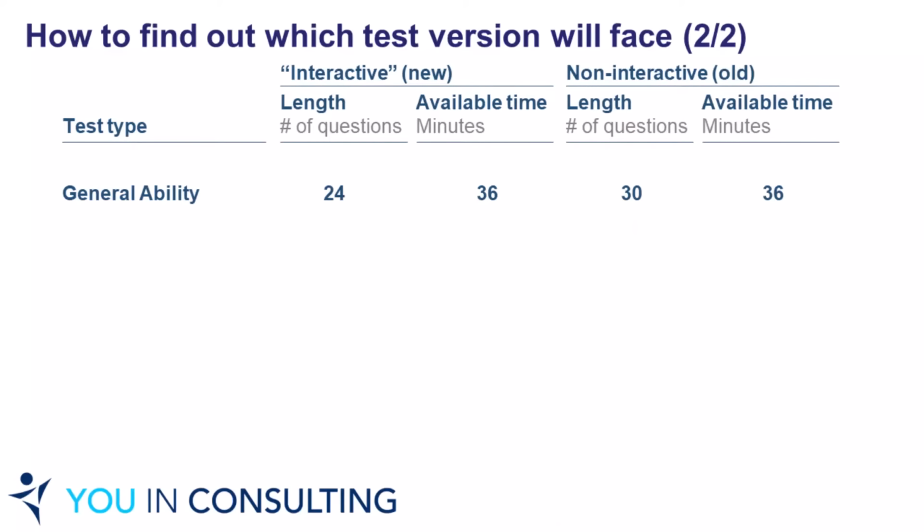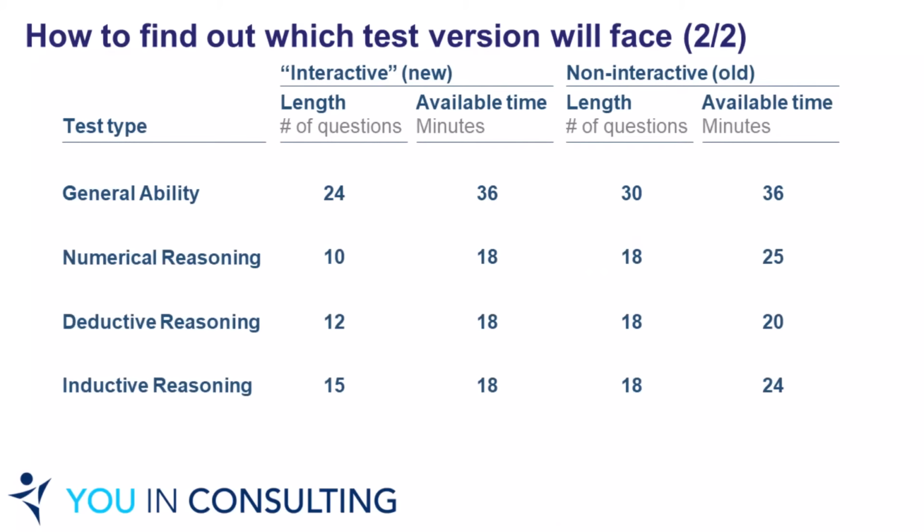You also find differences in numbers of questions and test duration for the different reasoning tests. For the sake of completeness, I also list here the verbal reasoning test, although so far there does not exist any interactive version of it. Of course, be aware SHL may decide to change its test structures in the future. What are now the key differences between these two test versions?